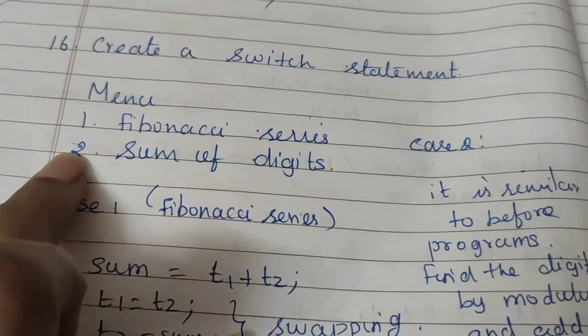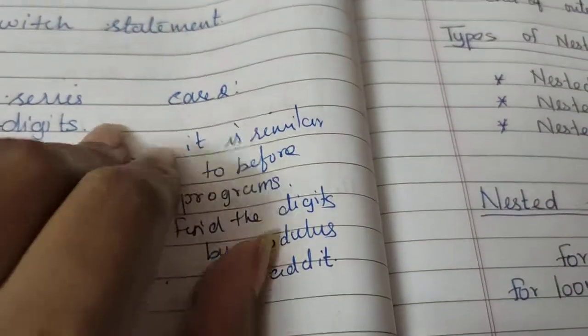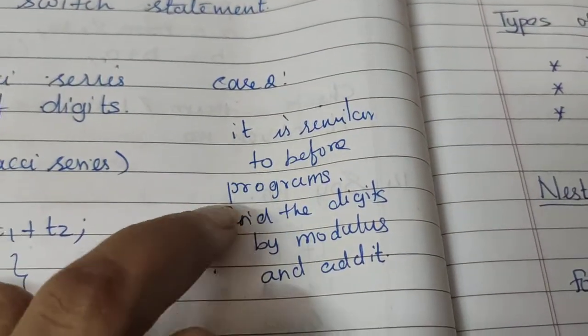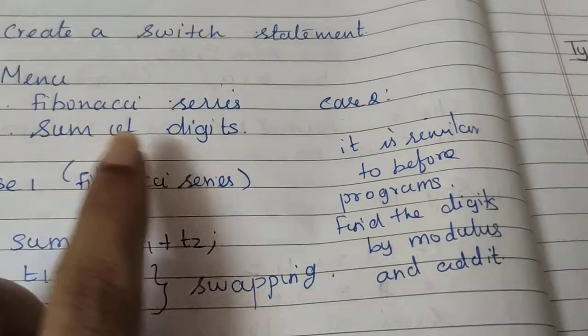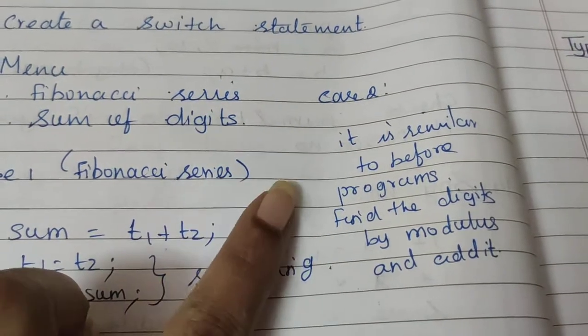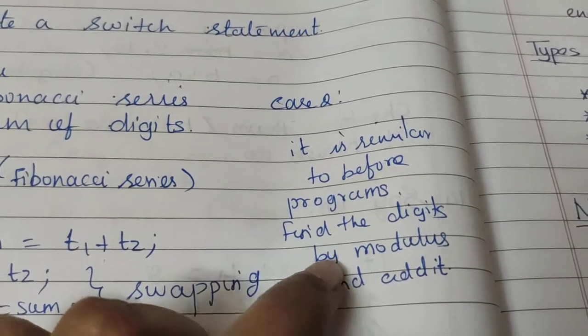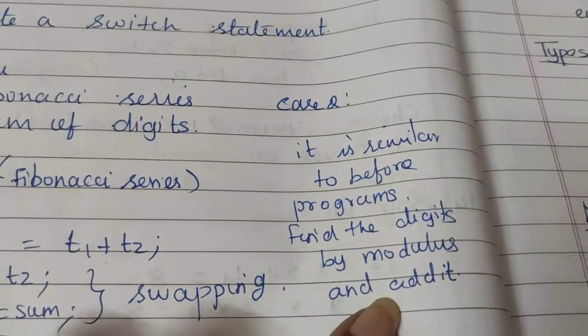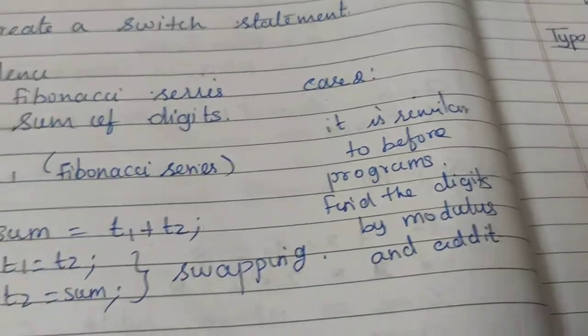Then if the user enters option 2, that means sum of digits. Sum of digits is similar. You are going to ask the user to enter a number. Once the user enters the number, you are going to get the single digits of the number. We know we find it through the modulus, and you are going to add those digits and give it. That is the sum of digits.